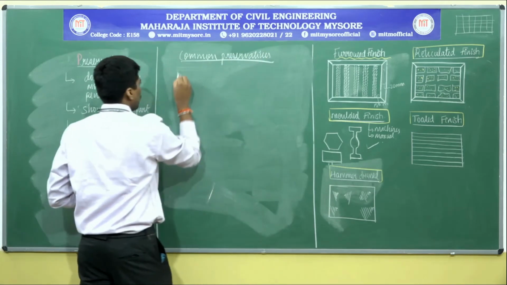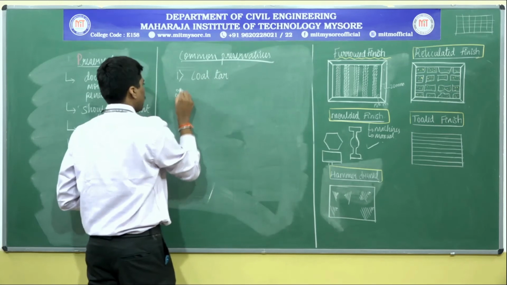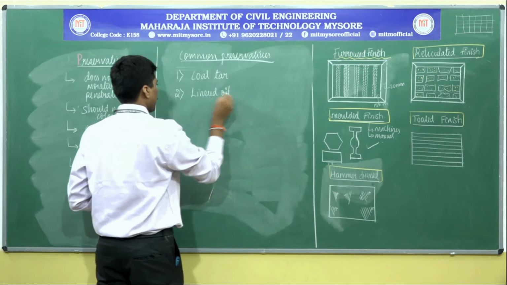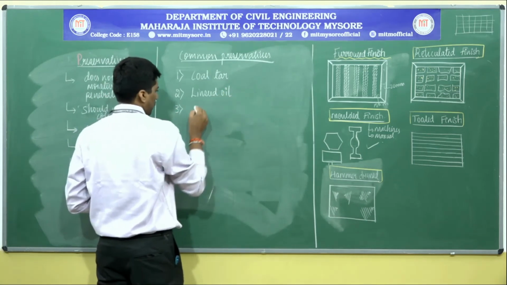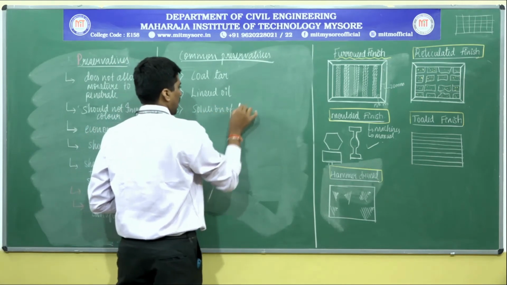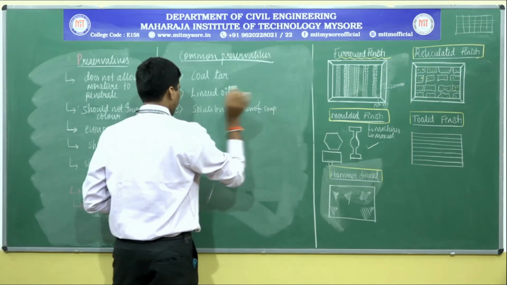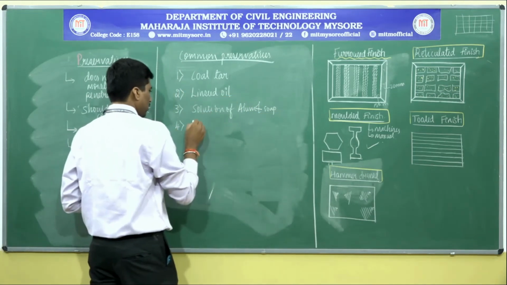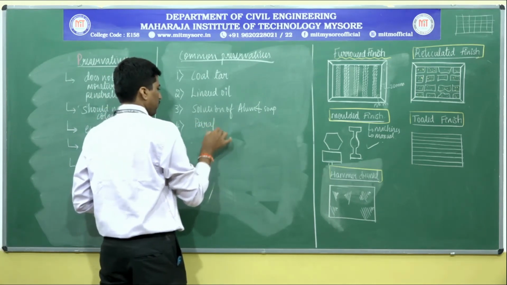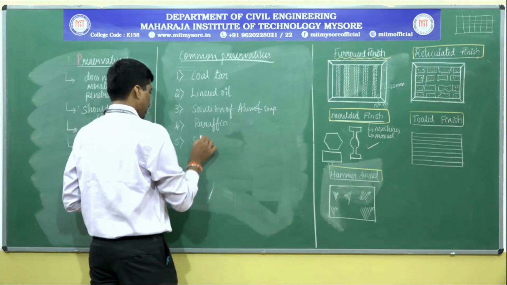What are those? First one, we have coal tar. Next, we also have linseed oil. We have a solution of alum and soap. Use of naphtha or paraffin. Solution of barium.